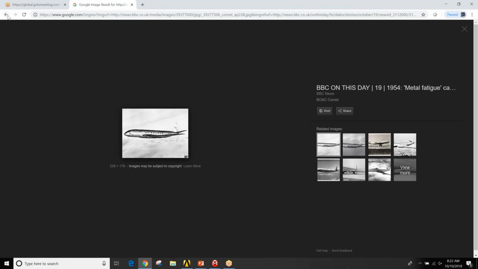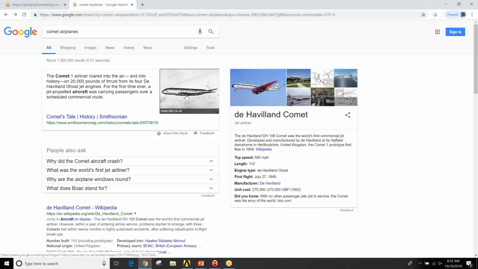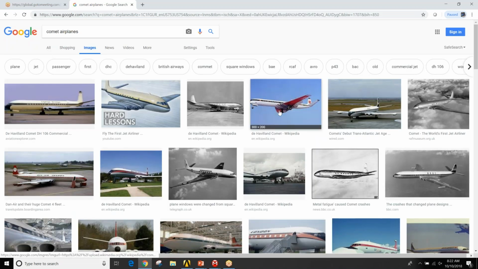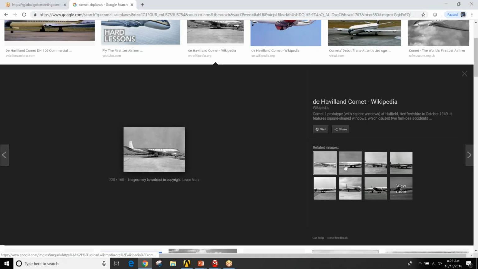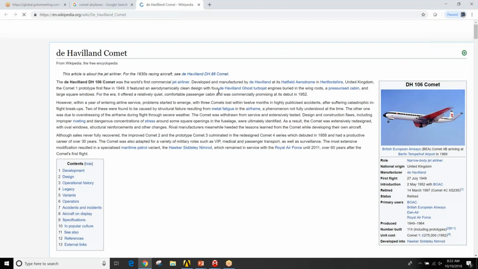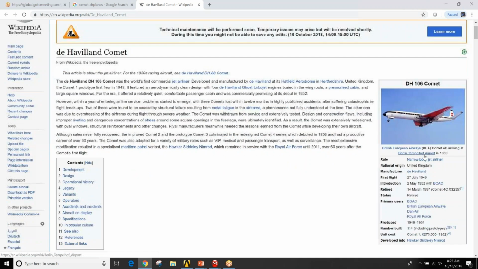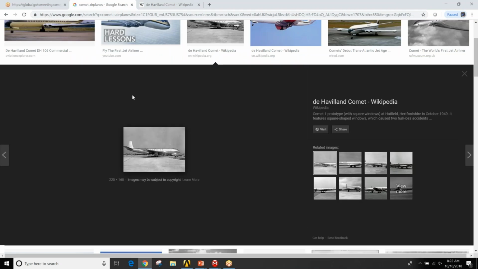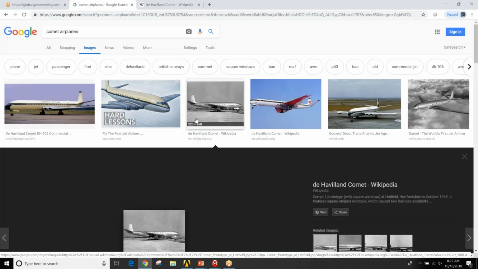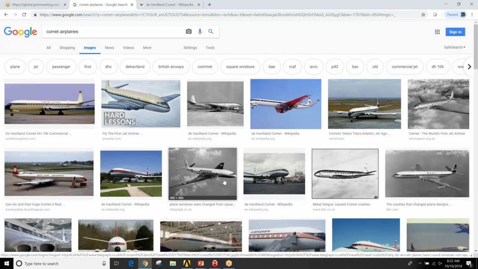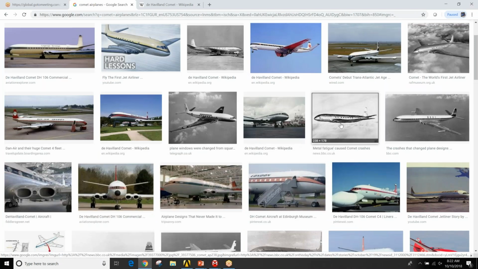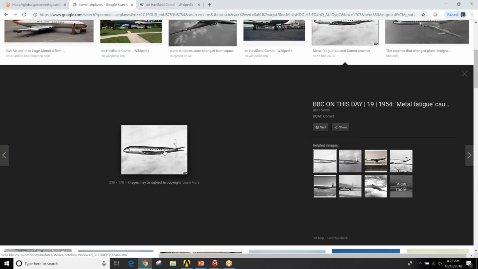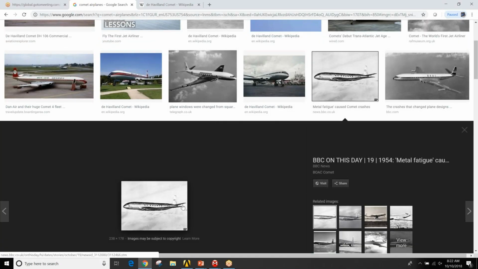Let me find a bigger picture of these Comet airplanes. These Comet airplanes were built back in the 1950s, and they started really falling out of the sky. It was a beautiful airplane, as you can see here. This was a beautiful airplane, and somehow I can't seem to get a bigger picture of this.